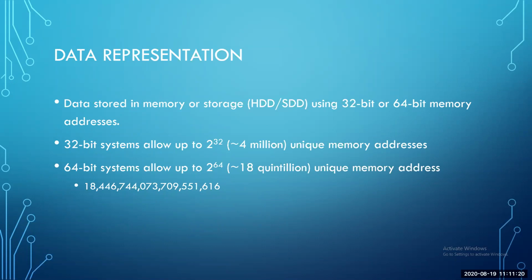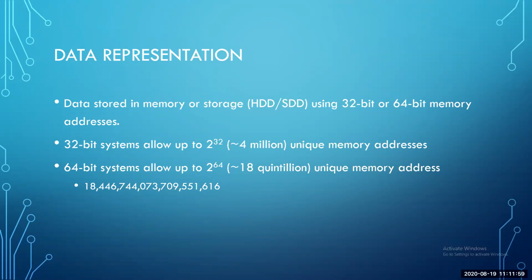All right, data representation. So we represent all data in memory or storage as bits. Have you ever heard of a 32-bit system or 64-bit system? All it means is the amount of memory addresses you can have. So a 32-bit system has 32-bit memory addresses. Each one of those bits can be a 0 or 1, right? It's base 2. So we can have 2 to the 32 possible unique memory addresses, which is roughly 4 billion. Well, as you can imagine, that's not a lot.